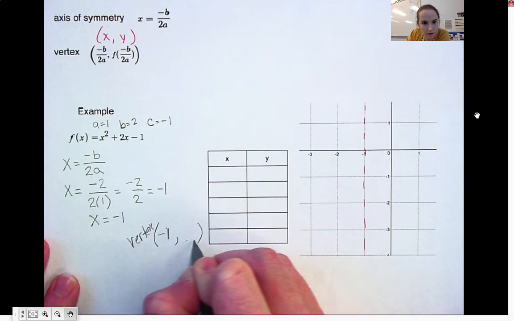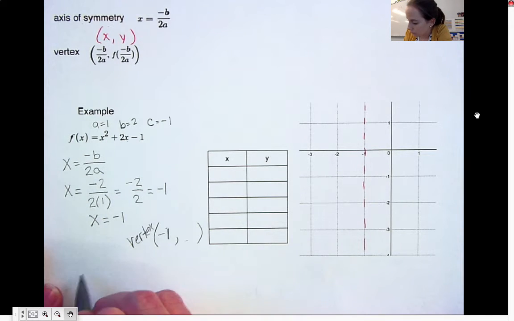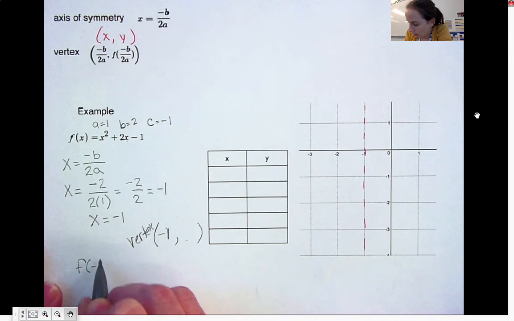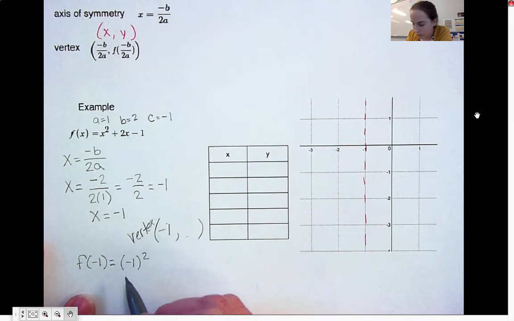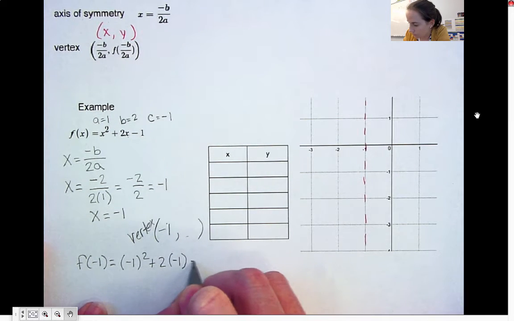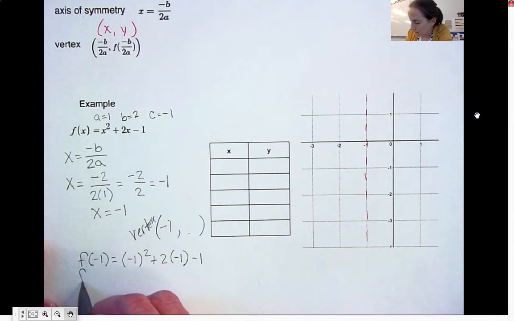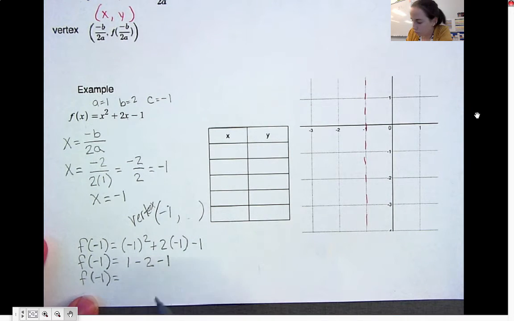We don't know the y value yet, but I'm going to plug in negative 1 into the function here. So f at negative 1 equals negative 1 squared. Be very careful, you need to put it in parentheses, plus 2 times negative 1 minus 1. So f at negative 1 equals, this would be positive 1 minus 2 minus 1. 1 minus 2 is negative 1. And negative 1 minus 1 is negative 2.